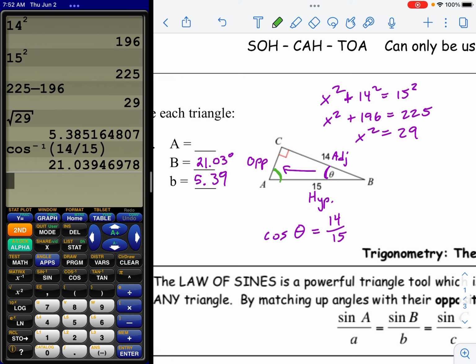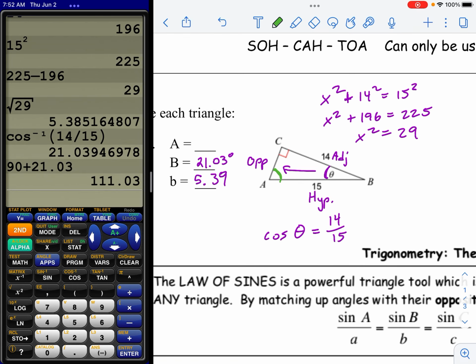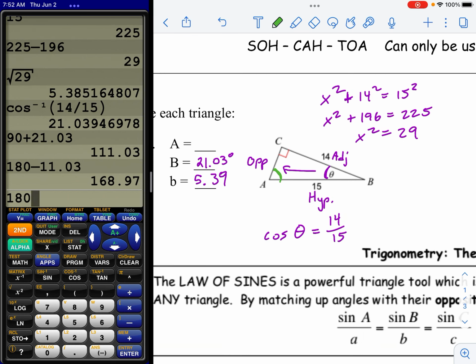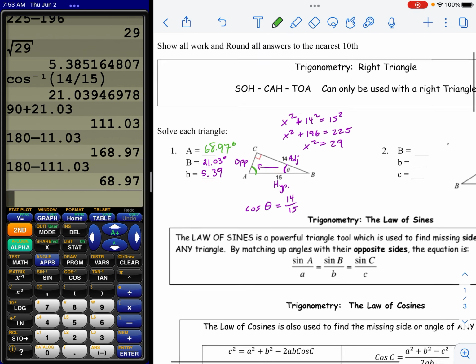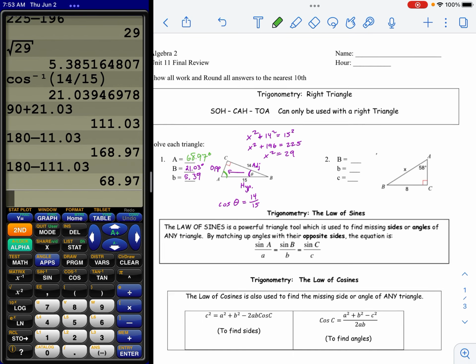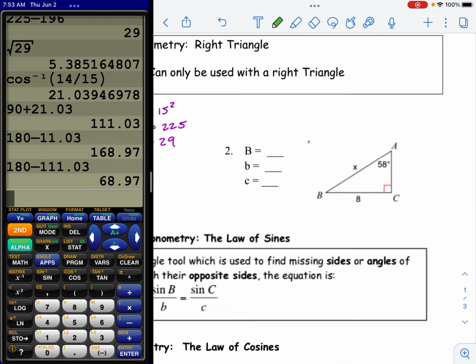And then the final thing that we don't know is angle A, but that's fairly easy because all three angles add up to 180. So we have angle C is 90, angle B we just found 21.03. Add those up, and then subtract them from 180. Oops, I did that wrong. 180 minus 111.03. So 68.97 degrees. Okay. All right, next one.